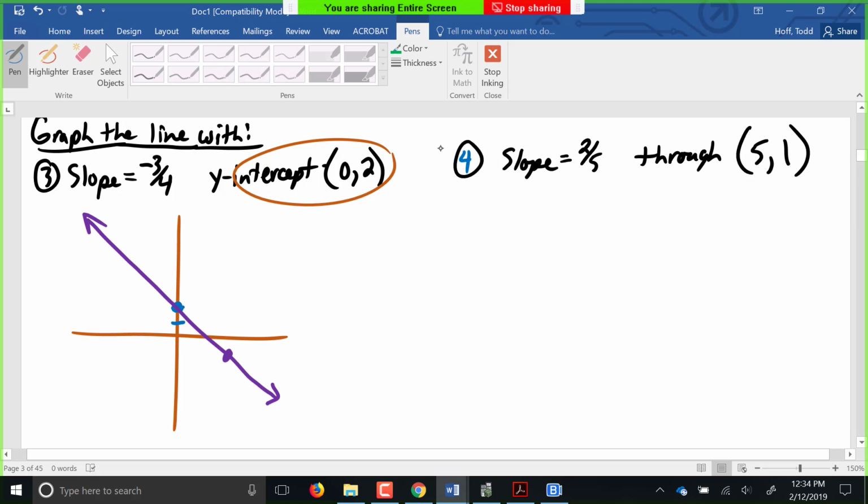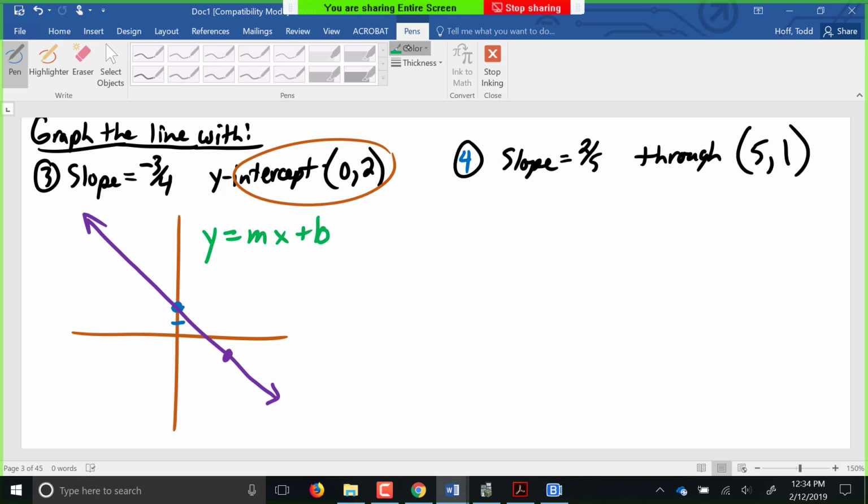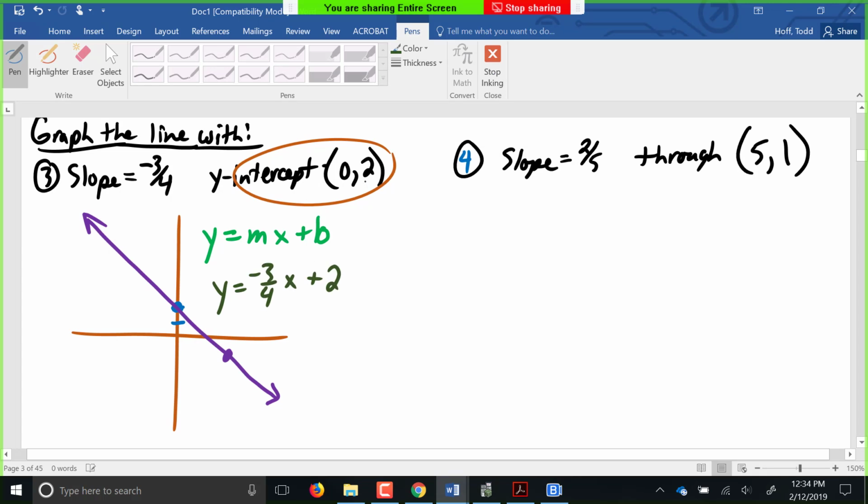Okay. Now, the problem didn't ask you to write the equation, but it'd be really easy to write that equation. Remember, y equals mx plus b, where m is the slope and b is the y-intercept. That would turn out to be simply y equals negative 3/4 times x plus 2. It's just the y-coordinate of the y-intercept.